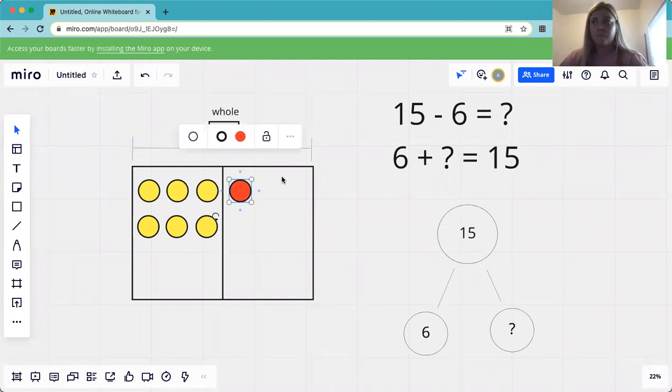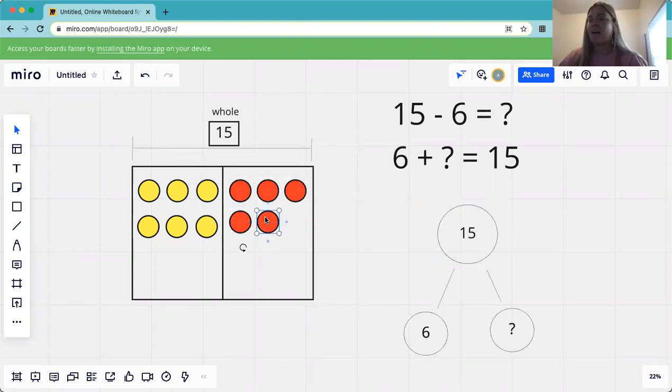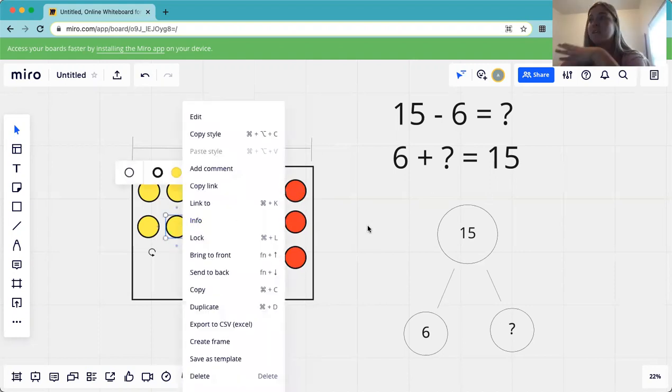Starting at 6, counting on. So 6, 7, 8, 9, 10, 11, 12, 13, 14, 15. So what I did is I started at the whole that I knew. I started at my 6 and I counted on to help us.